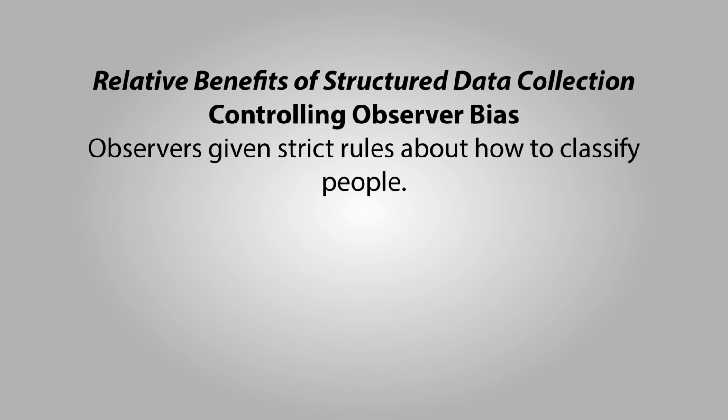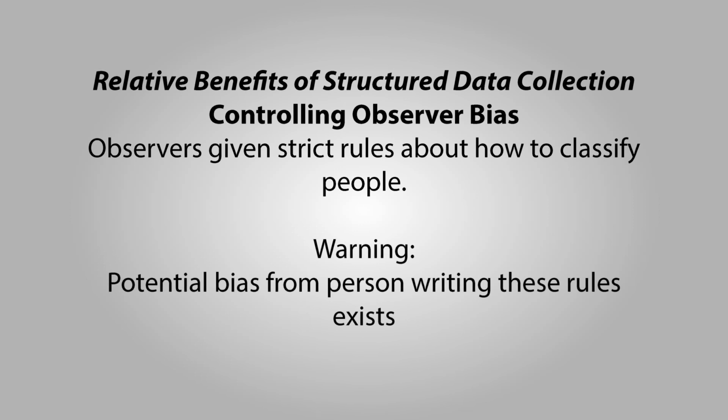Finally, structured questions allow you to control for observer bias. That's the bias that comes from the person who's actually collecting the data from respondents. Observers are given very strict rules about how to classify people, how to count somebody as being of a particular race or having a particular income, and they have to follow those protocols. There's less discretionary power, and that lack of discretion creates a type of control.